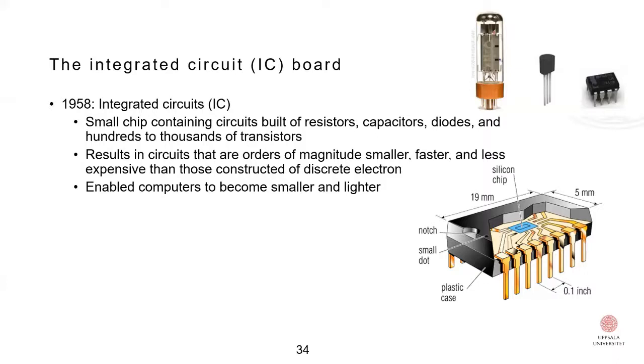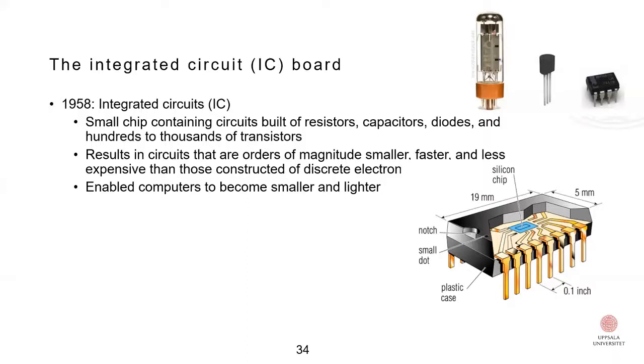These were a huge breakthrough, actually. So ICs had many transistors inside them, starting from 10 or so, and nowadays there are millions of transistors inside an IC. They resulted in circuits that were orders of magnitude smaller, faster, and less expensive compared to those that had discrete elements.